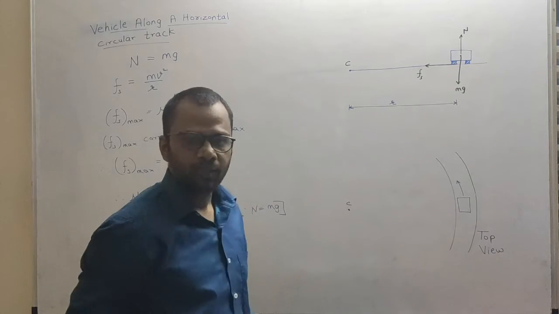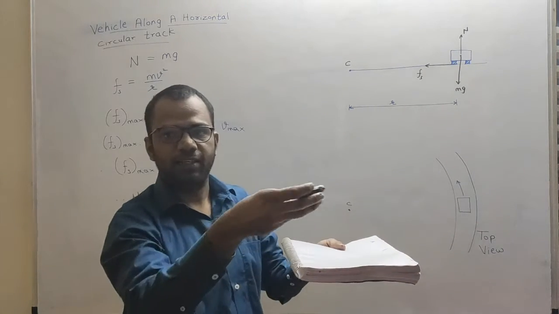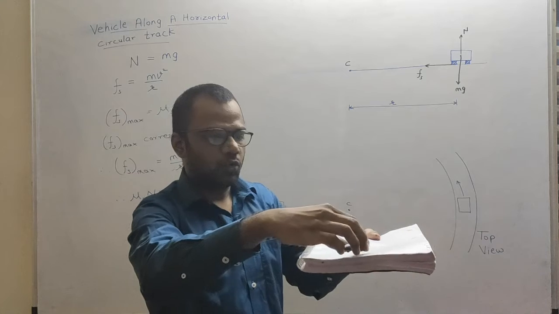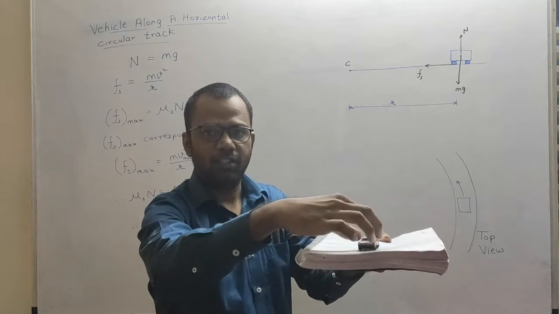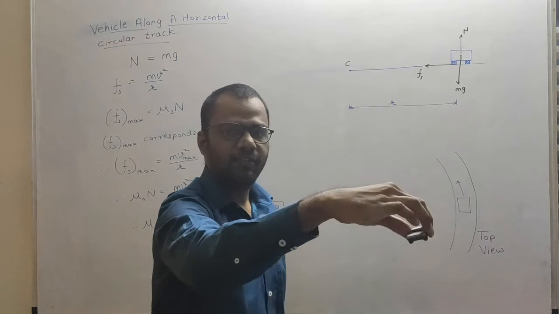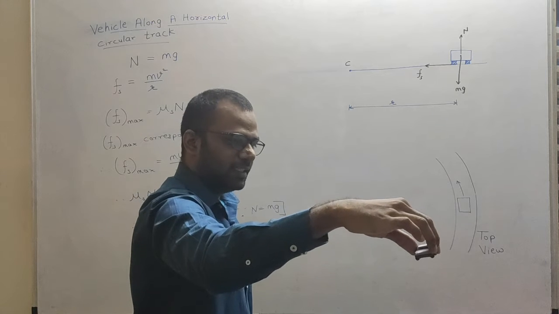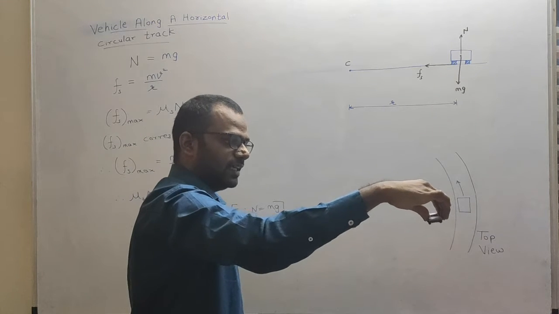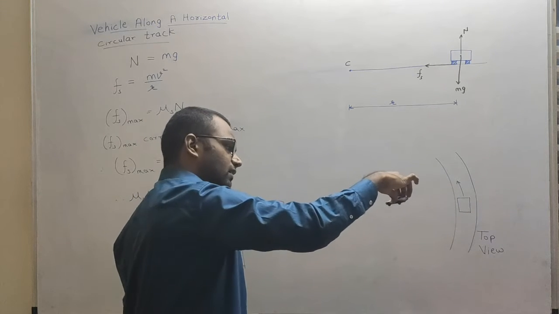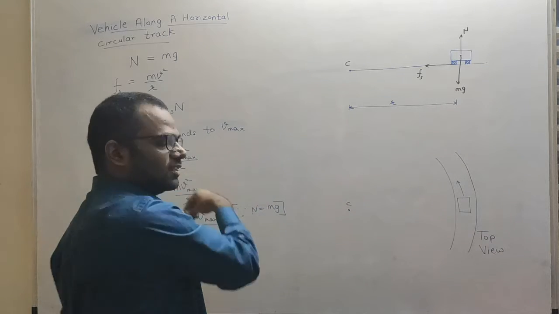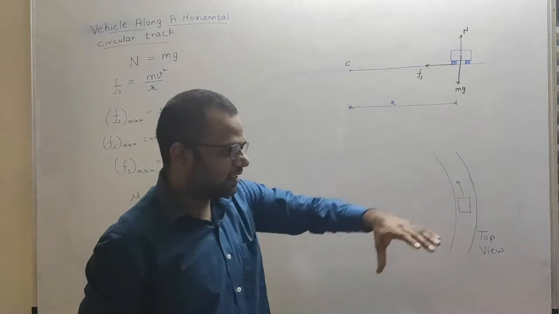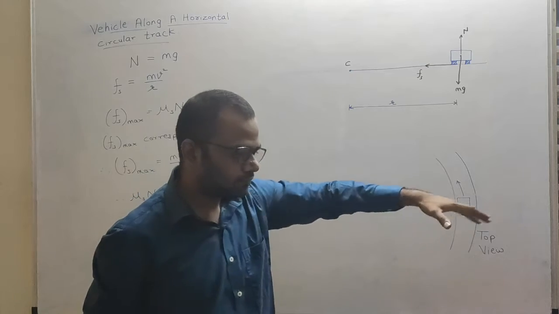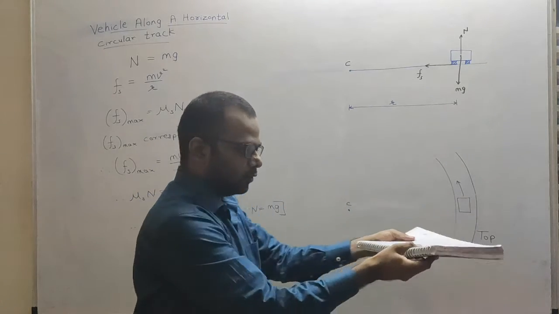For that period of time. Okay, so I have this small vehicle with me. This vehicle is traveling on this road like this. As this vehicle moves, it is initially moving in a straight direction, and then it is taking a turn, and then again moving in the straight direction. So there is a circular track over here.